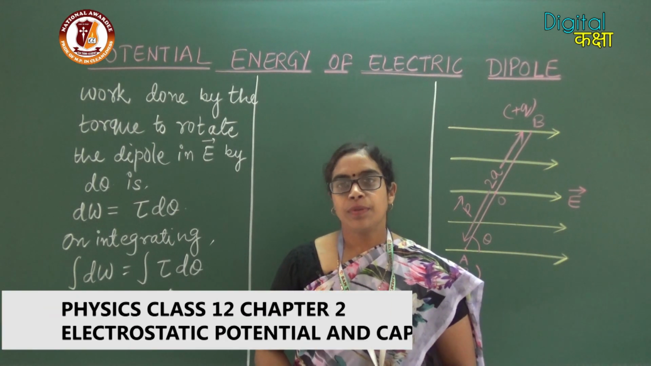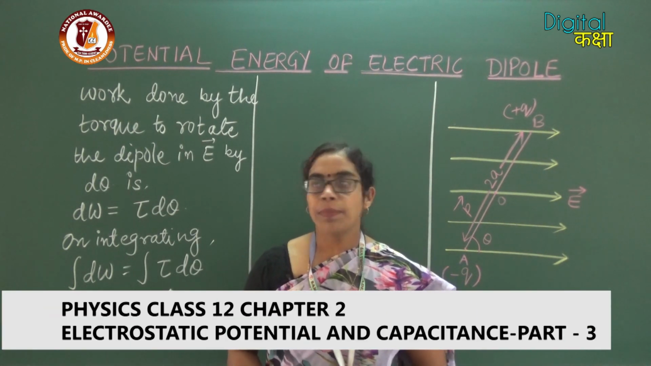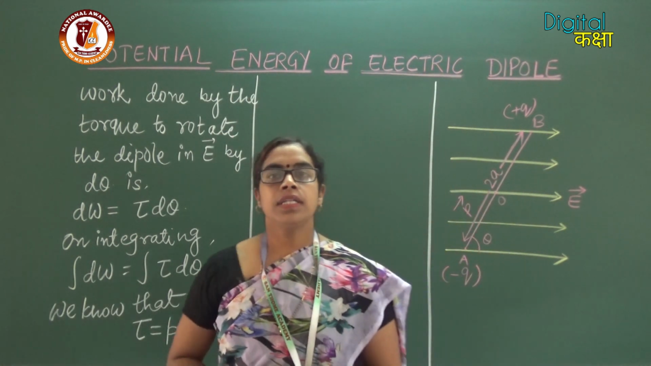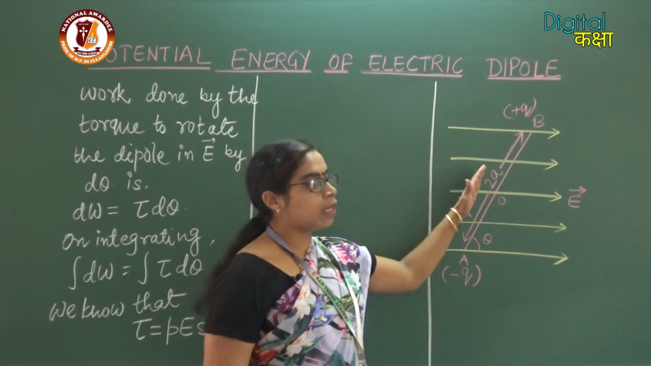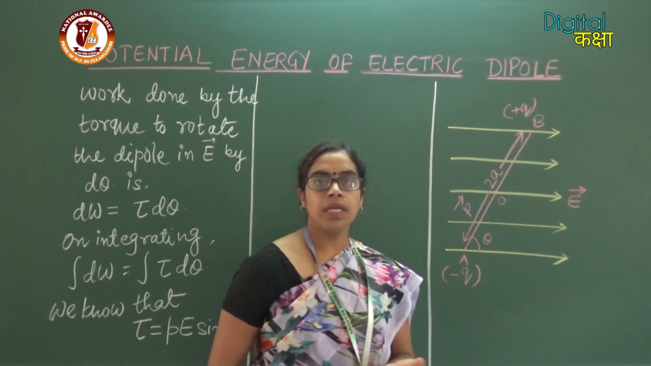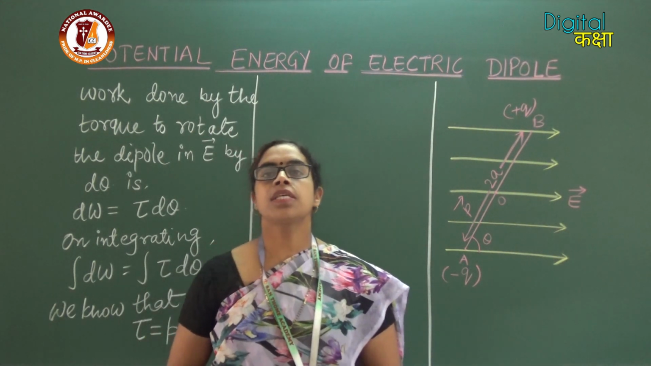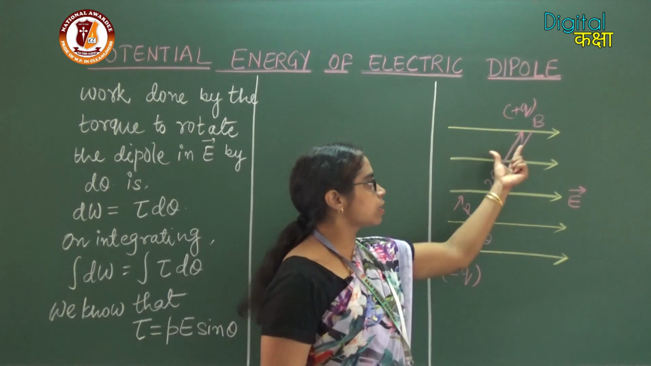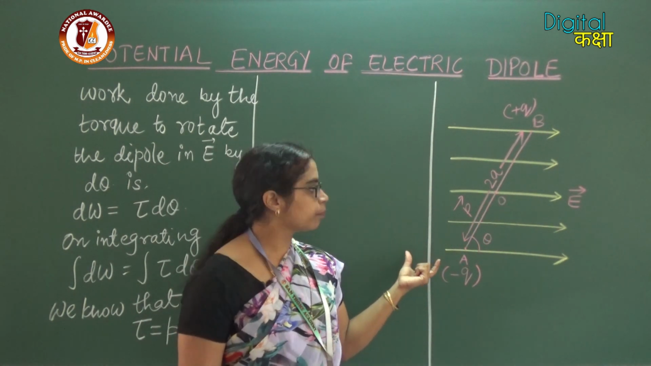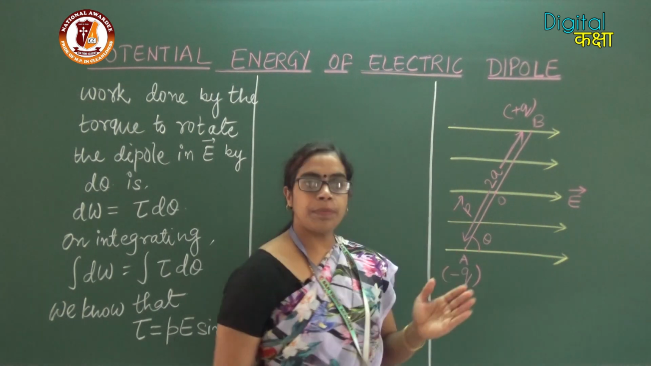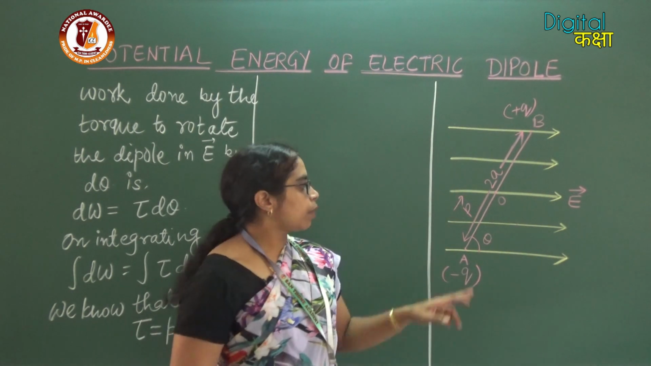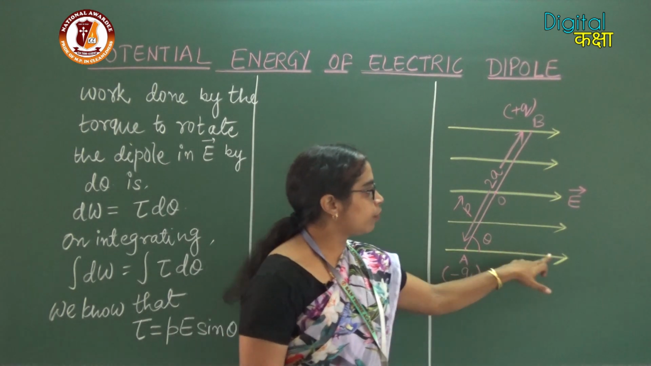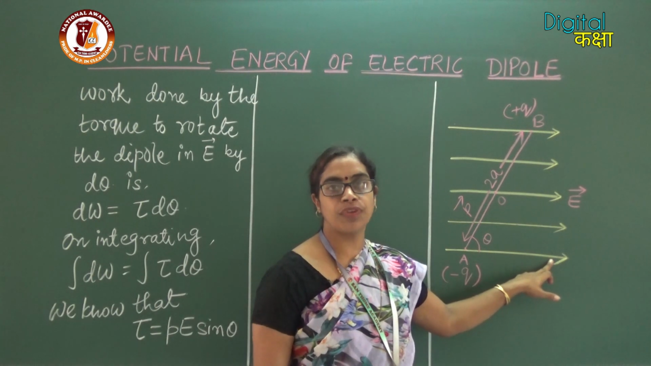Hello students, today we are going to study the topic potential energy of electric dipole. In this case, as you can see in the diagram, at the points A and B, the two charges -q and +q are kept, which form the dipole. These two charges are separated by the distance 2a, and this dipole is kept in such a way that the dipole moment of this electric dipole is making an angle theta with the direction of electric field.